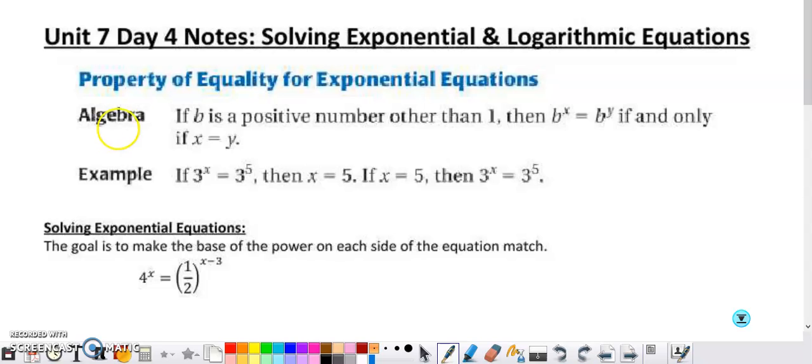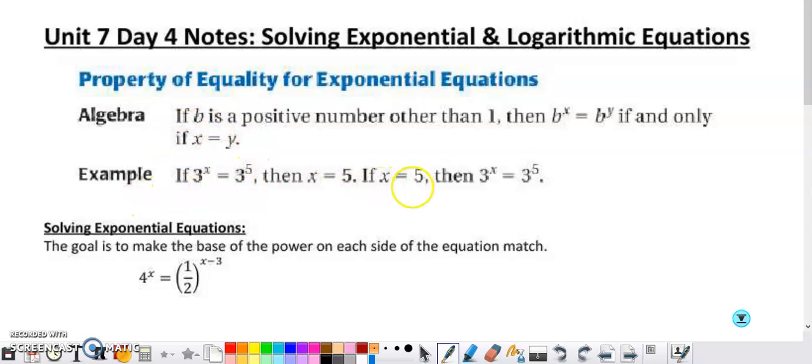So in these first two pieces here, we're describing the property of equality for exponential equations, where this is going to explain that if you have an equation, b to the x equals b to the y, really what you're looking at is the base of the powers are exactly the same. So if you took the same log of both sides, you'd only be left with the exponents.